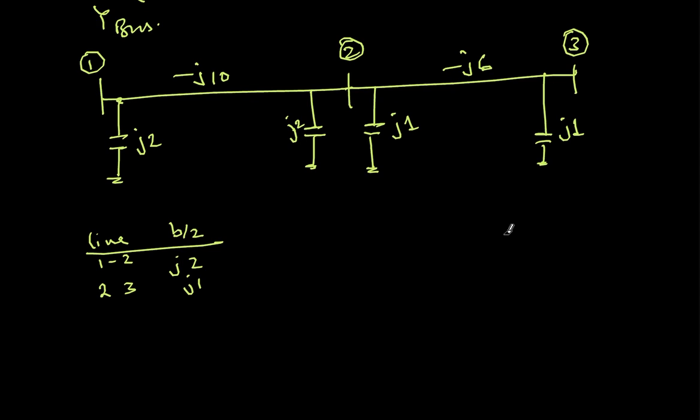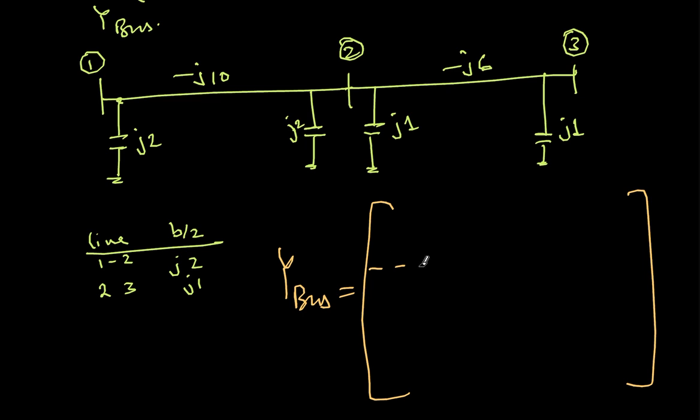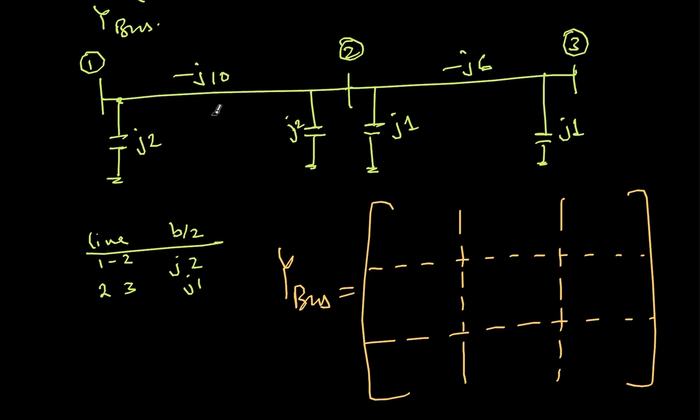Now looking at this, I can again form the Ybus. So Ybus will be again a 3 by 3 matrix. So it will have 3 rows and 3 columns. So first the off diagonal elements, so 1 to 2 minus J, so minus of that, it will be J10. 1 to 3 no direct line, so copy this. 2 to 3 J6, J6.